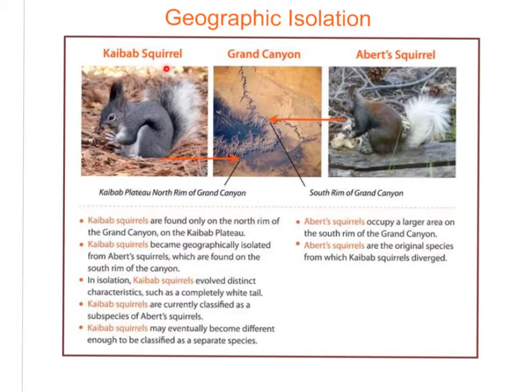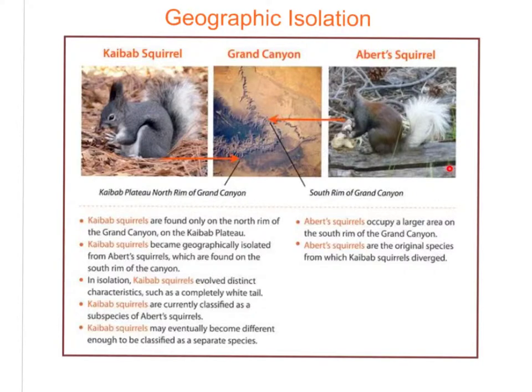Here, due to geographic isolation, these two types of squirrels that live in the Grand Canyon have become different. Currently, the Kaibab squirrels are classified as a subspecies of the Abert squirrels. They may, over more time, become different enough to be classified as a separate species, if in fact they become so different that they are no longer able to interbreed.